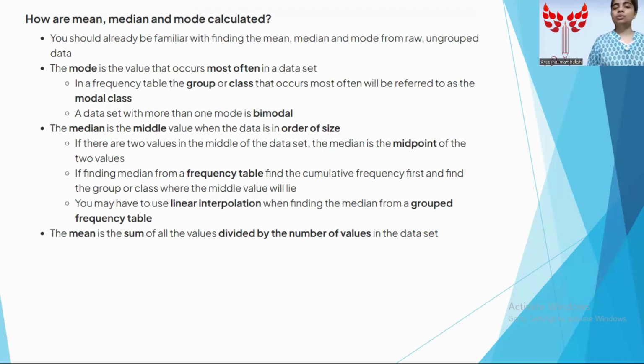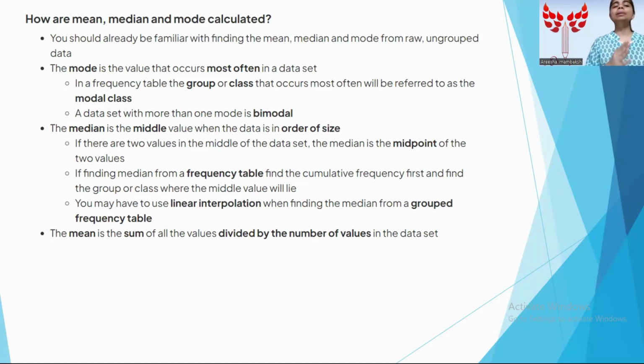Median is the middle value when the data set is in ascending order, right? If there are 2 middle values, what do you do? You find the midpoint. And how do you find the midpoint? Value 1 plus value 2. The sum of these values is divided by 2.